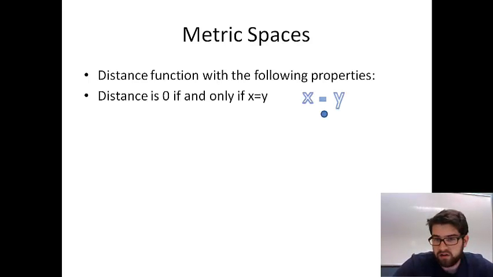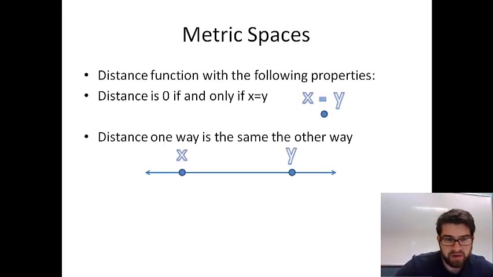So distance is zero if it's just the same point to the same point. The distance from myself to myself is just zero. It's all the same, and that's a given property. The next property is that distance one way is the same distance the other way.